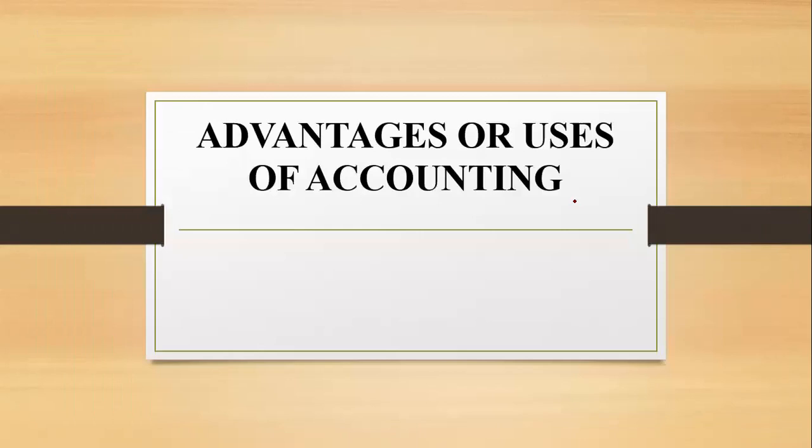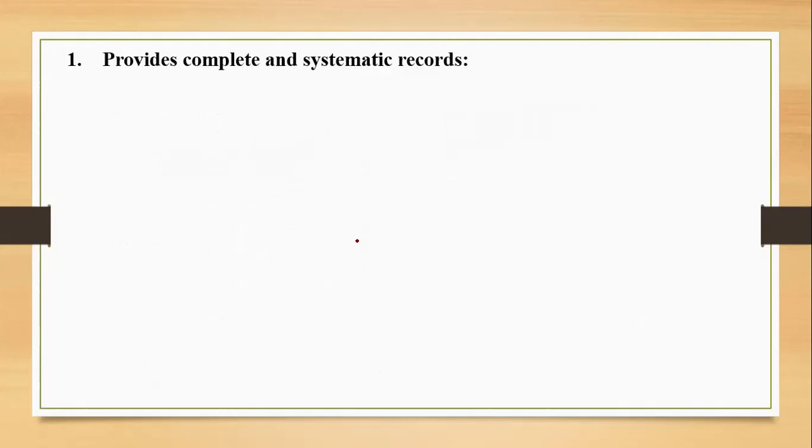Now let us continue with the advantages or uses of accounting. Okay, why do we prepare this? Objectives are almost like advantages. So let us see, if we have accounting with us, what are the advantages that the firm is going to have? Number 1, provides complete and systematic record. Okay, that's the most important advantage of accounting.